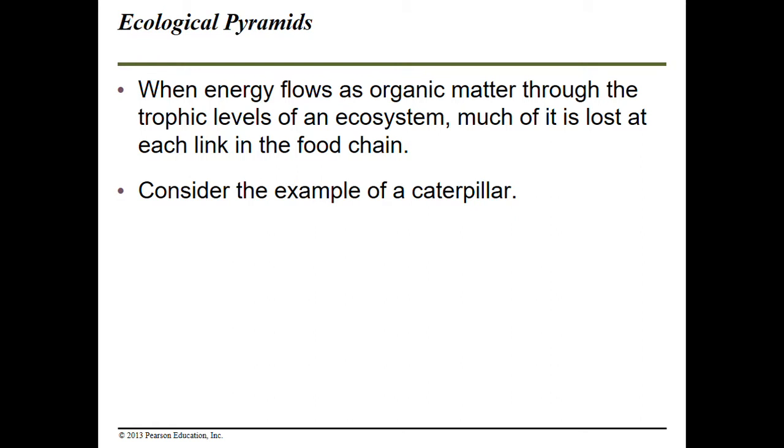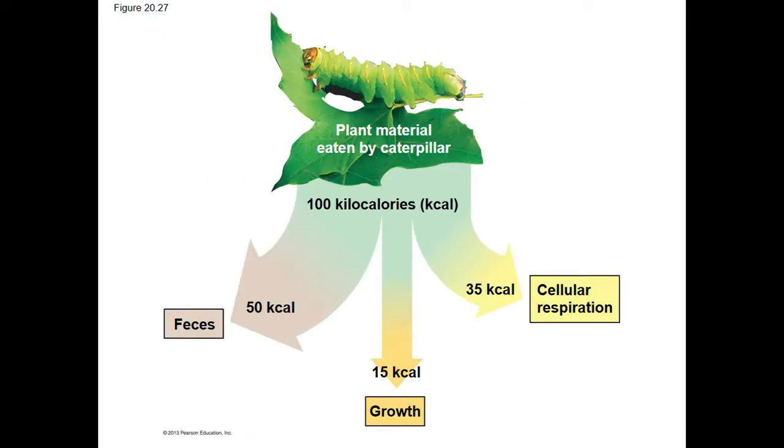So moving on to ecological pyramids, food chains show us that energy flow that we just talked about. For example, a caterpillar eats a plant and it takes energy from a plant. And where does all of that energy go?